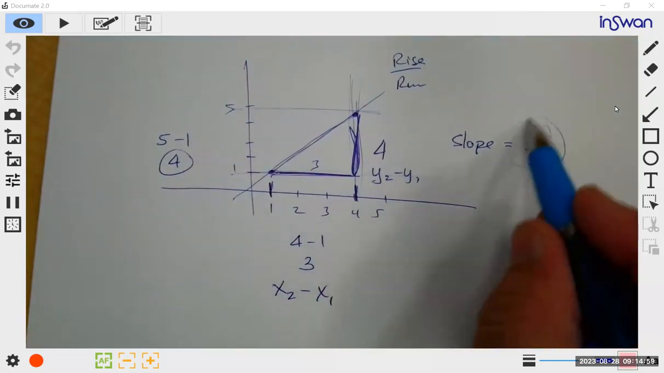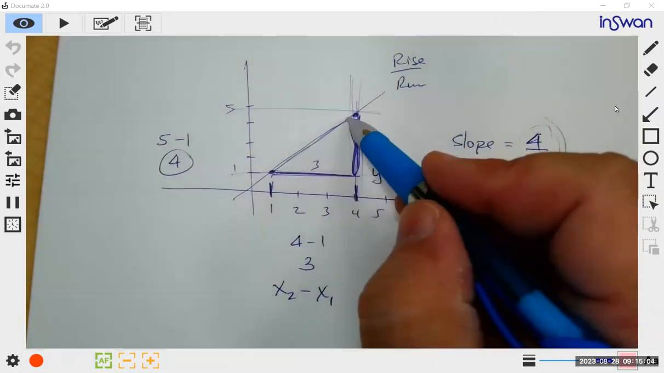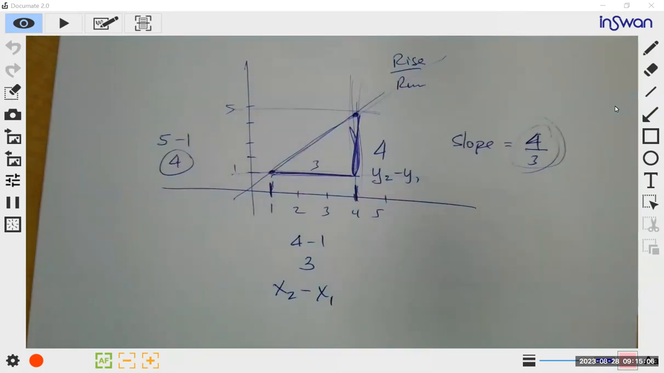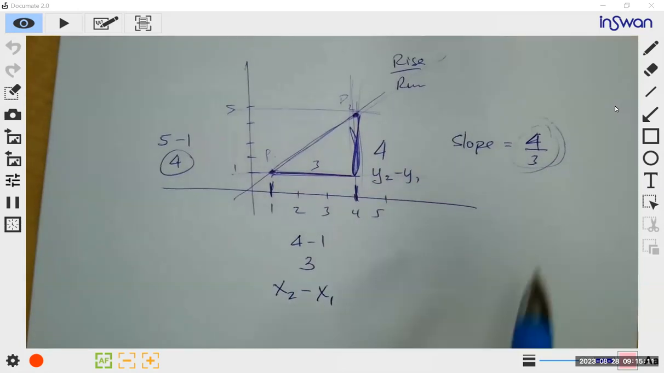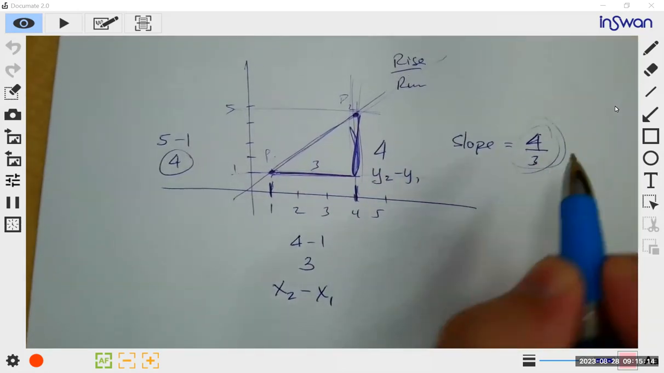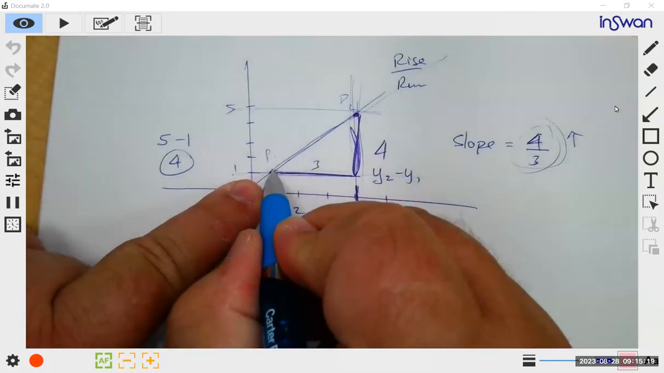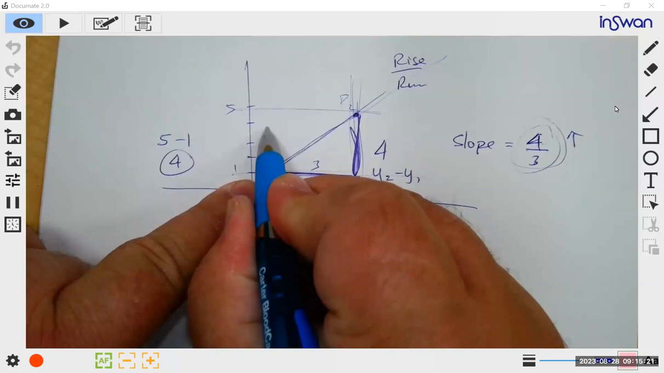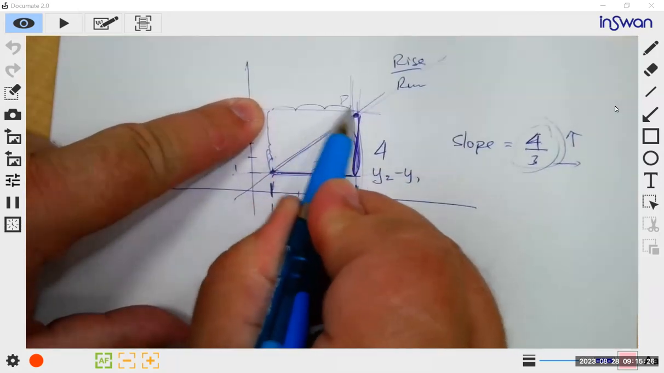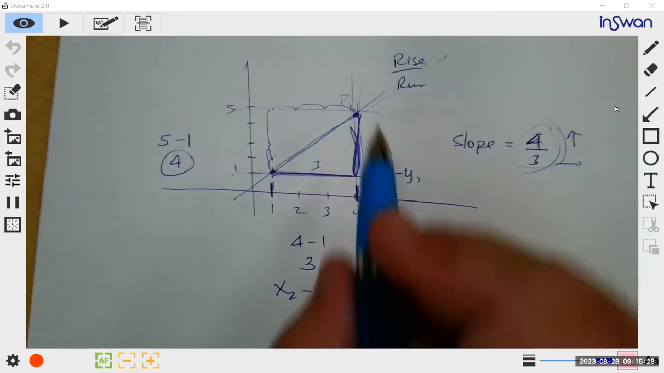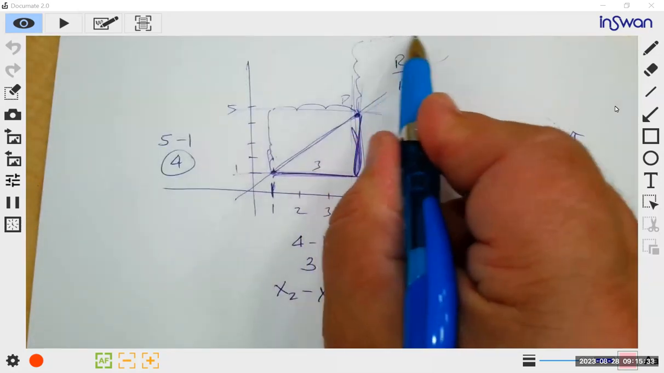So what this really means, what it tells us is this. This is very interesting. Remember, it's a line. It goes on infinitely. So from point 1 to point 2, this tells us how to get there. From point 1, this is positive, go up 4 spaces, 1, 2, 3, 4, and go over 3, 1, 2, 3. Go up 4, 1, 2, 3, 4, and over 3, 1, 2, 3.